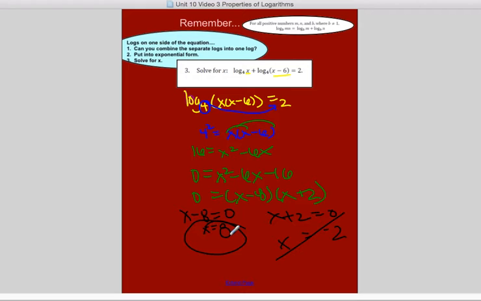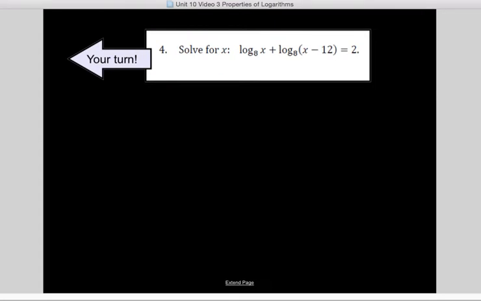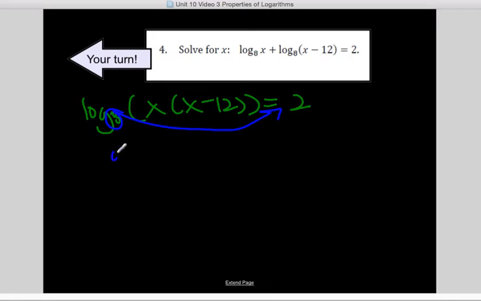Okay. Example 4 is very similar to example 3, so I would recommend pausing the video and you try example 4 on your own. Okay, hopefully you paused the video and tried this problem on your own. First step is to write the addition as one log. So I would have log base 8 of x times x minus 12 equals 2. Now I put it in exponential form, so it's going to be 8 to the second equals x times x minus 12. So I would have 64 equals x squared minus 12x.